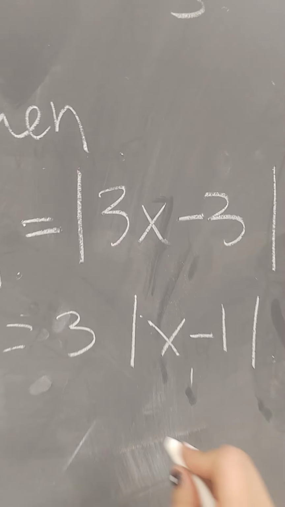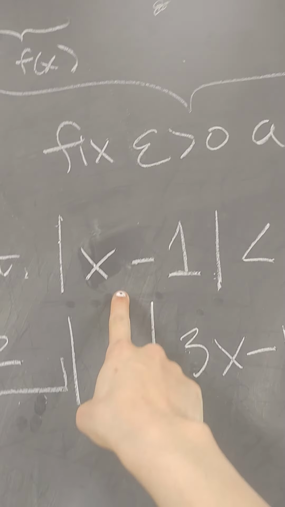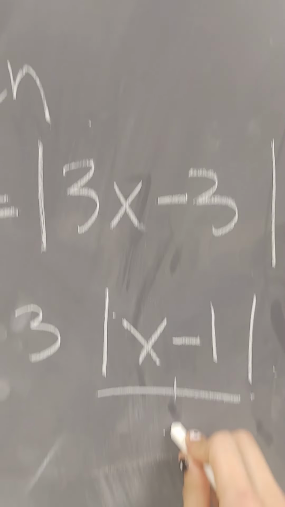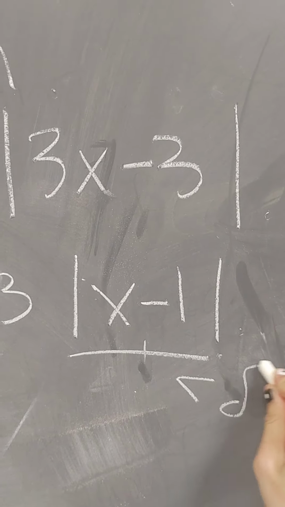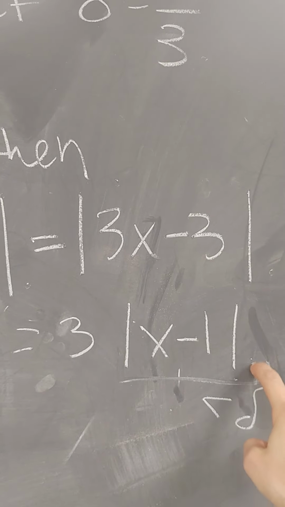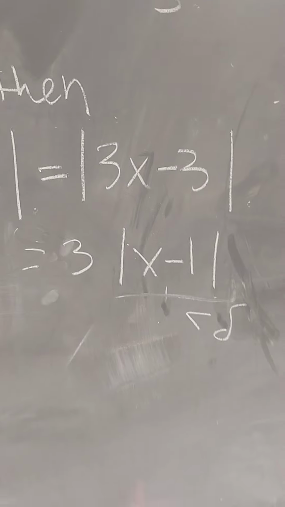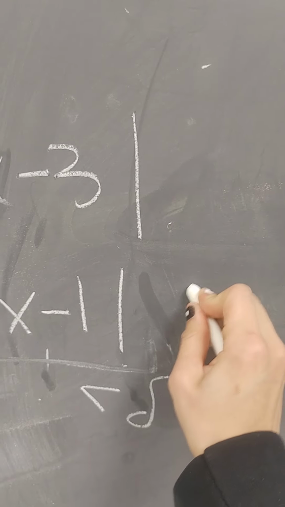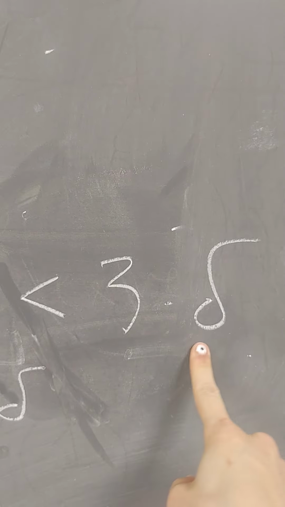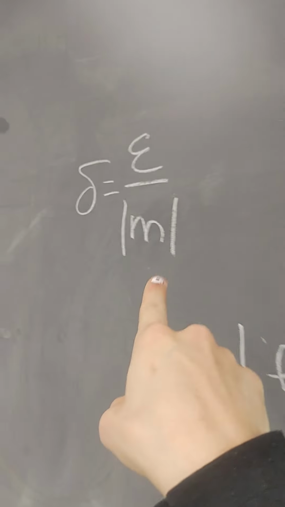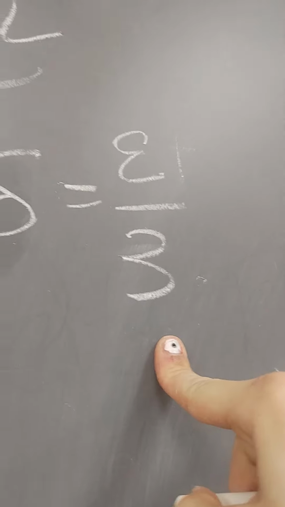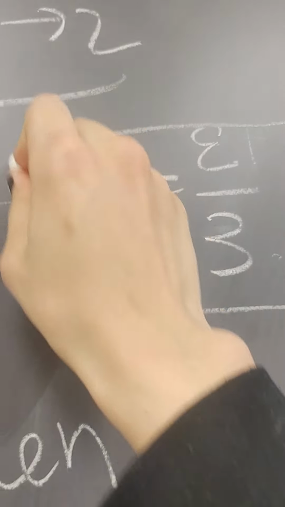Now notice that I said that all of the |x - 1| are less than delta, so this is going to be less than delta, right? That right there is less than delta, and so this entire expression is going to be less than 3 times delta. Now, we started with our delta being equal to, where is it? Epsilon over 3. So delta is equal to epsilon over 3.